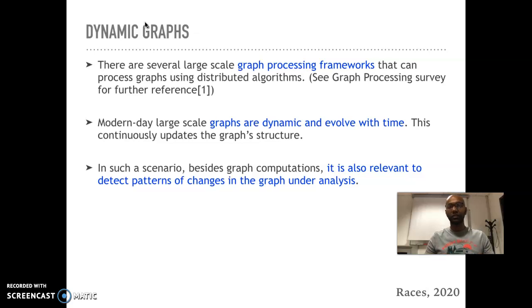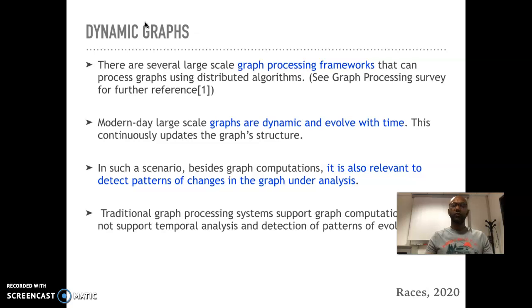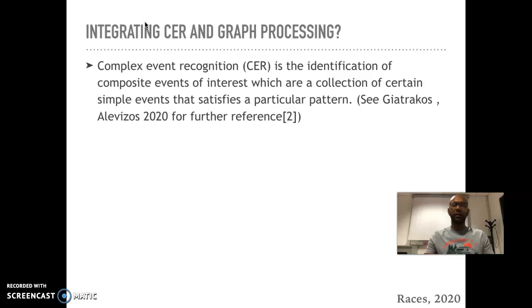And yet more challenging is to find and detect pattern of changes as the graph evolves with time. So traditional graph processing systems do not support such temporal analysis and detection of pattern as the graph evolves with time. Now, one of the very familiar areas is complex event recognition.